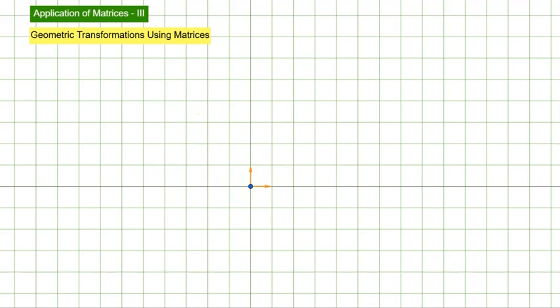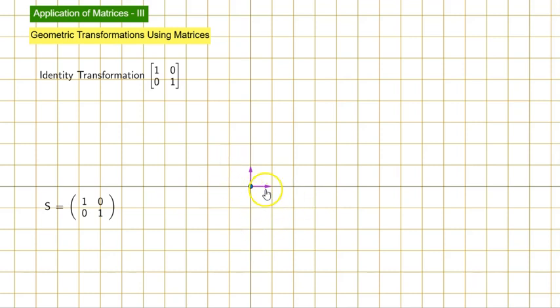So what is identity matrix? It's 1 0 0 1. So what we are looking at is the identity transformation. So let's apply this transformation. Since it is identity, it doesn't change. They remain as they are. That was identity transformation. Let's look at scaling transformation.